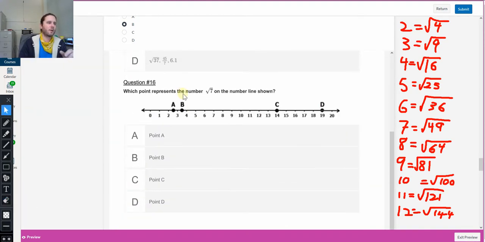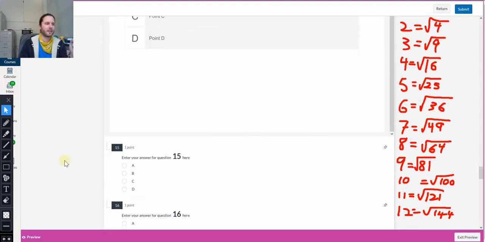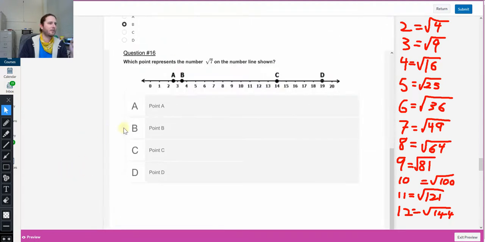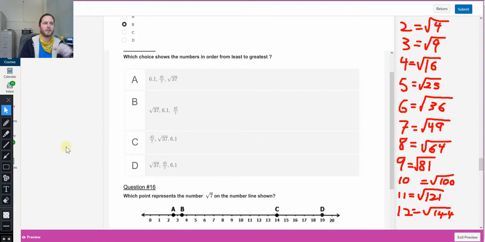Number 16, which would represent the square root of 7? That's going to be between 2 and 3. So it's point A for number 16. And what did we say it was for 15? 15, we said B.